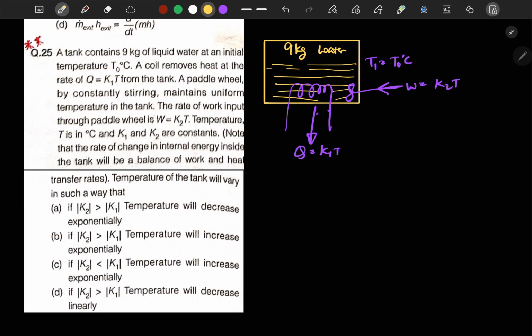Since heat is exiting, this will be negative, and work is input, so this will also be negative. The temperature T is in degree Celsius and K1 and K2 are constants. The rate of change of internal energy inside the tank will be the balance of work and heat. The temperature of the tank varies in such a way, and we have to tell what the temperature of the tank is. Okay, it shouldn't be a problem.